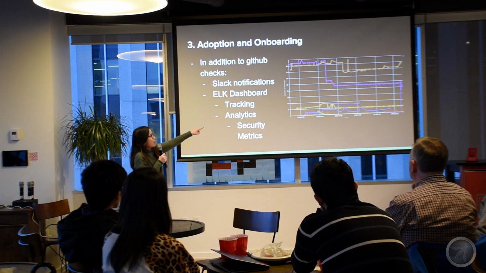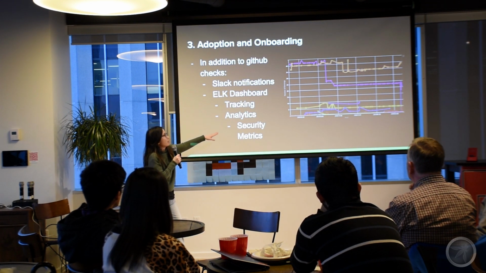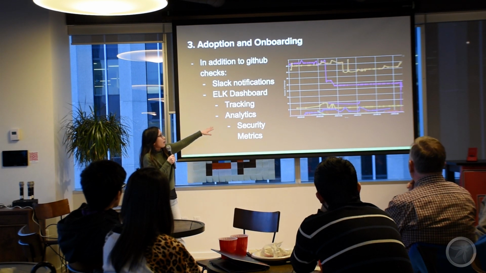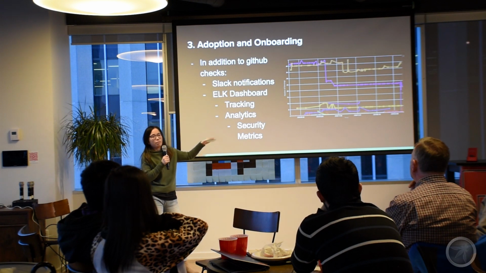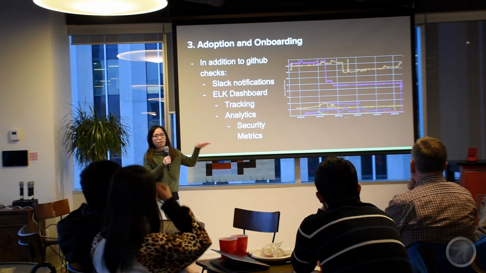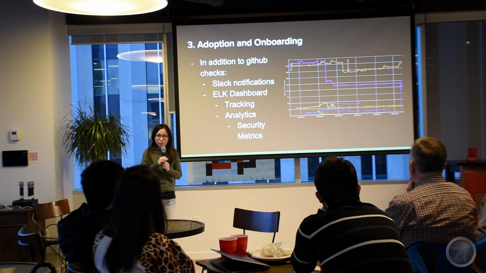Just as an example, it's probably small font, but on the left axis there, it's the number of warnings, and then each line is a repository, and it's over time. So as you can see, as lines drop, you're seeing that teams are actually addressing these security issues, and you can see the impact of your tool.